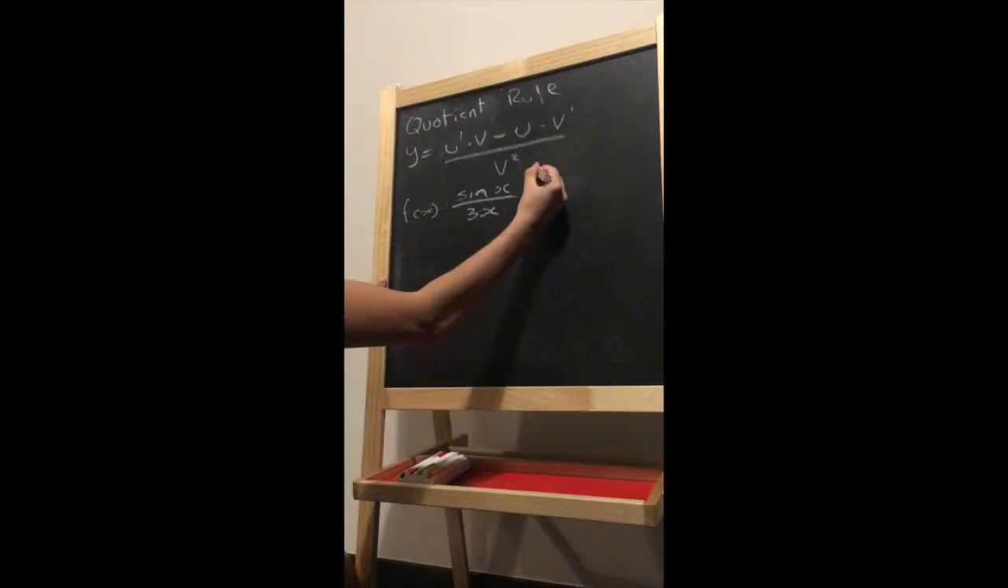Let's jump to the quotient rule. Now, the quotient rule has a formula, which is y, which is the same as f of x, equals u prime times v minus u times v prime, all divided by v squared. But you're thinking, what's u and what's v? Let me explain. The quotient rule is only used if the f of x has a division in it.